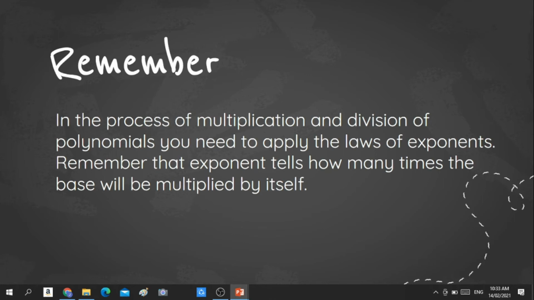Now, let's remember that in the process of multiplication and division of polynomials, you need to apply the laws of exponent, which we will also discuss later. Remember, an exponent tells how many times the base will be multiplied by itself. So, the exponent tells us how many times we will multiply the base by itself. So, let's have an example.